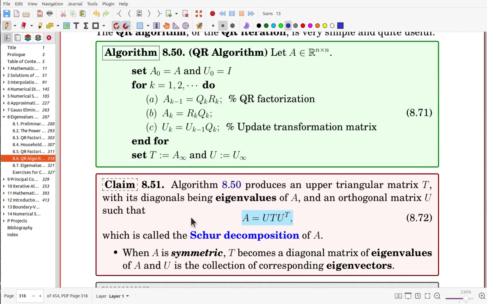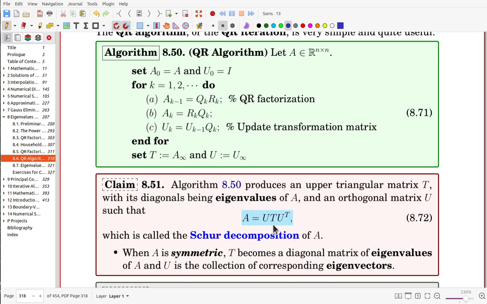We have a claim. The algorithm produces an upper triangular matrix T with its diagonals being eigenvalues of A. This claim says that T is an upper triangular matrix and diagonals are eigenvalues of A. And an orthogonal matrix U, such that A is U T U transpose. It is called the Schur decomposition of A.